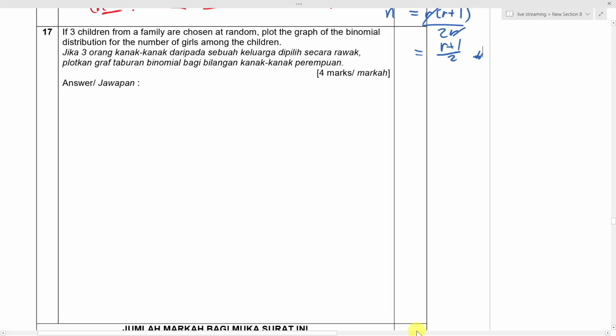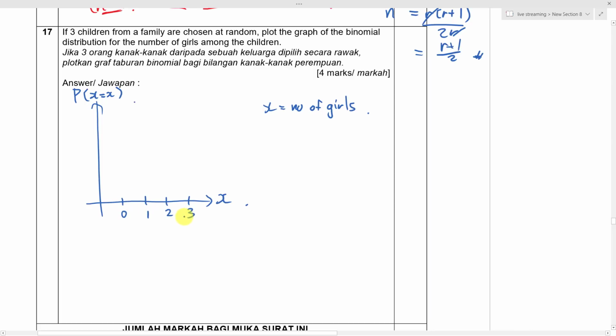So if 3 children from the family are chosen at random, plot the graph from the binomial distribution for the number of girls among the children. So you want the binomial for number of girls. Alright, so this one I will call it x. X will be number of girls. And then this one is probability of getting the number of girls. Alright, I can get 0 girl, 1 girl, 2 girls, 3 girls. And my n over here should be 3 because I choose 3 from the family.